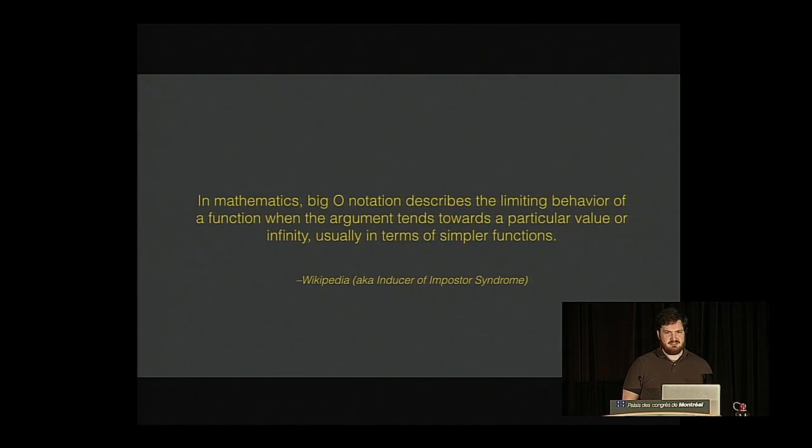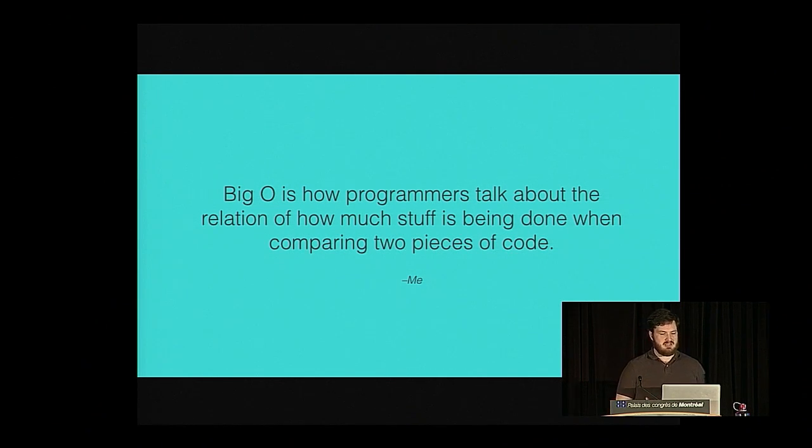Well, big O notation describes limiting behavior as a function tends toward infinity using simpler functions, which means absolutely nothing to anyone unless you already know everything about big O notation. So big O notation is how programmers talk about how 2 pieces of code relate in terms of performance. And this was really important when I went to my interview at Google.